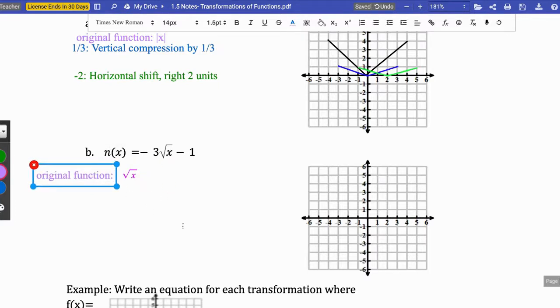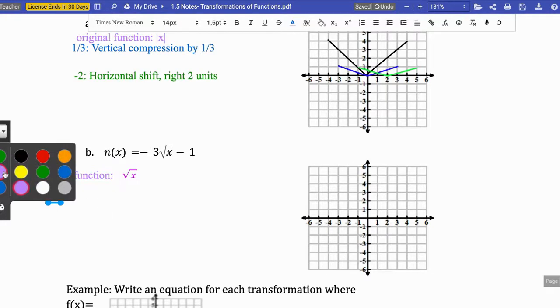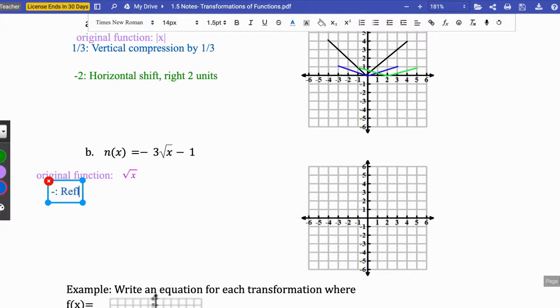All right, so now that we know the original function, let's figure out what each of these pieces mean. So the first thing I got is that negative sign on the outside. Even though it looks like it's negative 3, remember the negative by itself is its own transformation. So if I start out with just identifying what the negative represents, the negative represents a reflection over the x-axis.